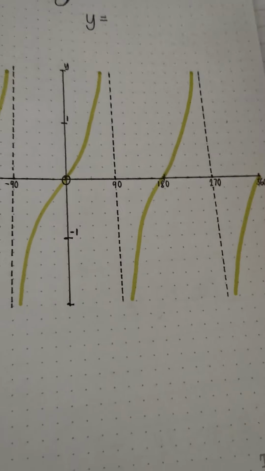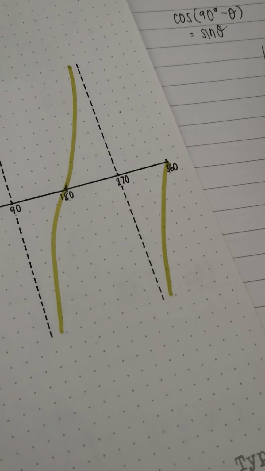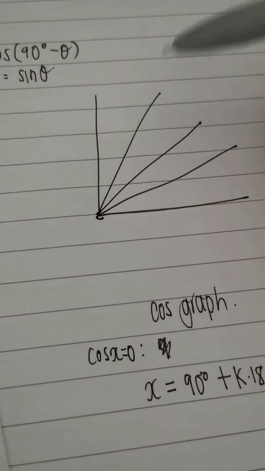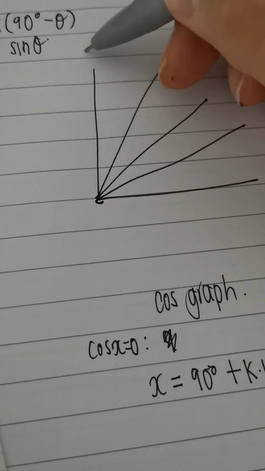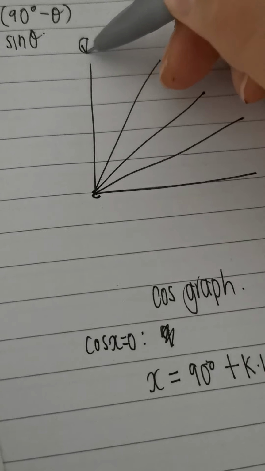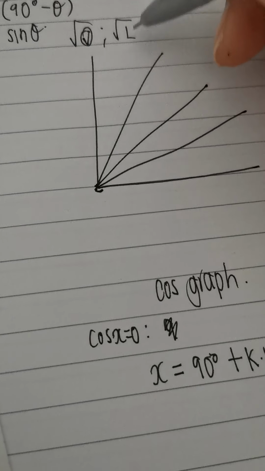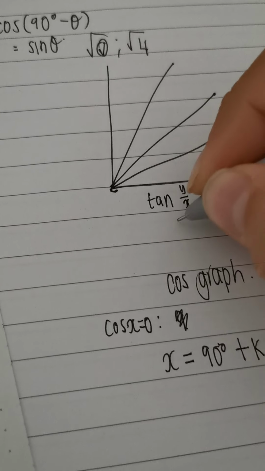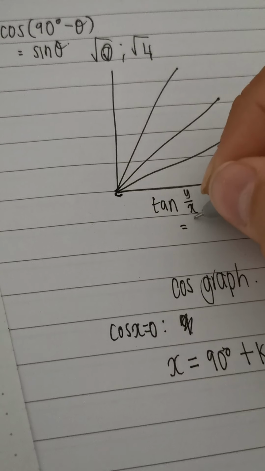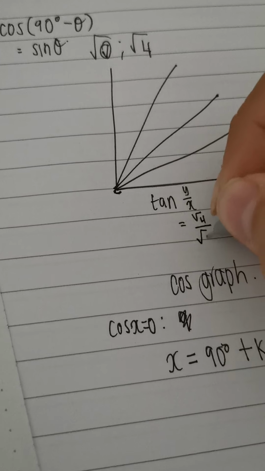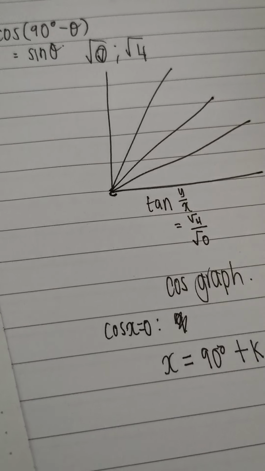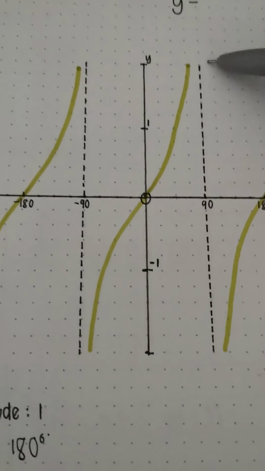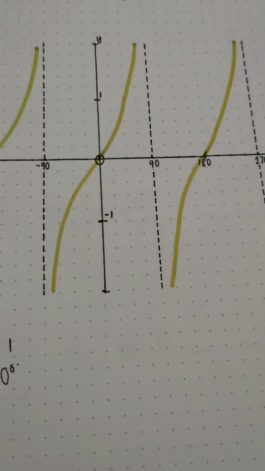Let's talk about our special angles. How can you also confirm it to give yourself a better idea of what's happening? 90 degrees would have been root 0 and root 4, and we know tan was y over x. If I take my y value, it's root 4 over root 0. Anything with a denominator of 0 is undefined, and that's why for these values over here, 90 degrees, 270 degrees, it's undefined.